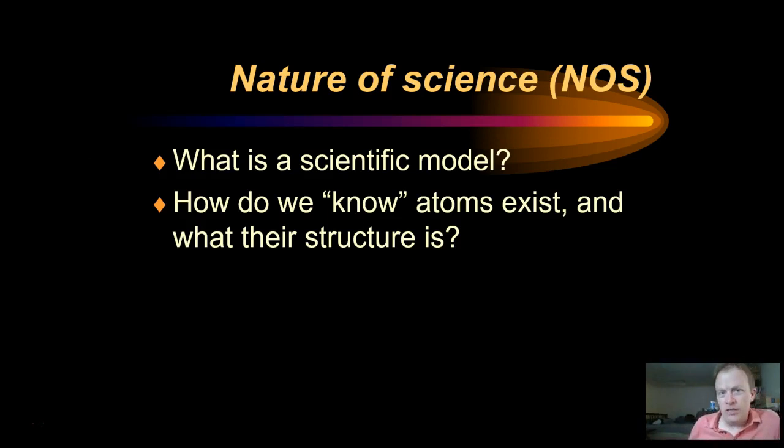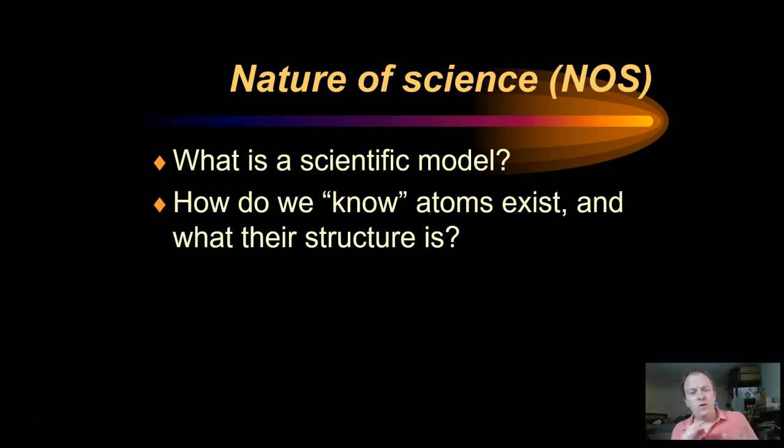IB encourages us, and I do think it's a good idea, to talk about the nature of science, which is abbreviated as NOS. So that's going to be kind of a theme, especially as we're starting out here. A couple of questions. What is a scientific model? What is meant by that? And how do we know that atoms exist? I mean, we can't see them, so how do we know that atoms exist? Do we know? Is that even an appropriate word to use, know, that atoms exist? And how do we know what their structure is? So we're going to talk just a little bit about that.